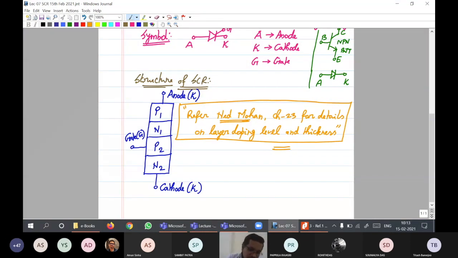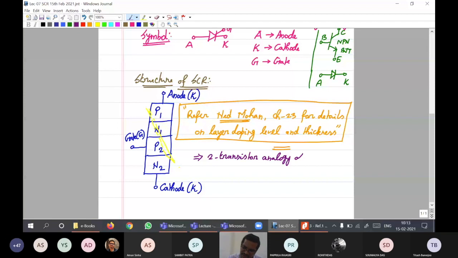For ease of understanding, let me demarcate this. You now have two structures. One is P1, N1, P2, which forms one BJT, a PNP transistor. Another is N1, P2, N2, which forms the other BJT, an NPN transistor. So you can visualize the SCR as two transistors and then understand its operating principle. That is famously known as the two transistor analogy of an SCR. That is the other way of understanding.